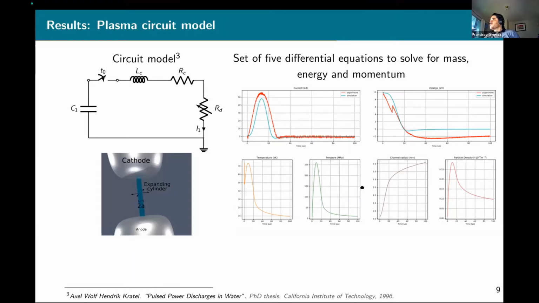These are the results for the simple circuit model. What is important here is to look at the maximum pressure in the plasma channel, because this maximum pressure is the one that we use in OpenFOAM as an initial condition.